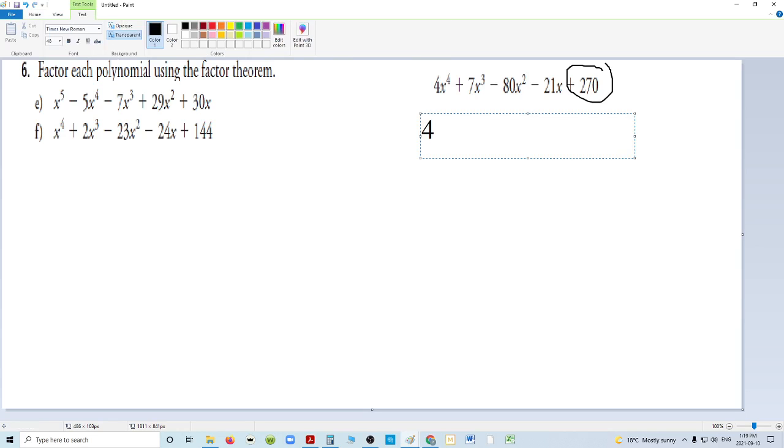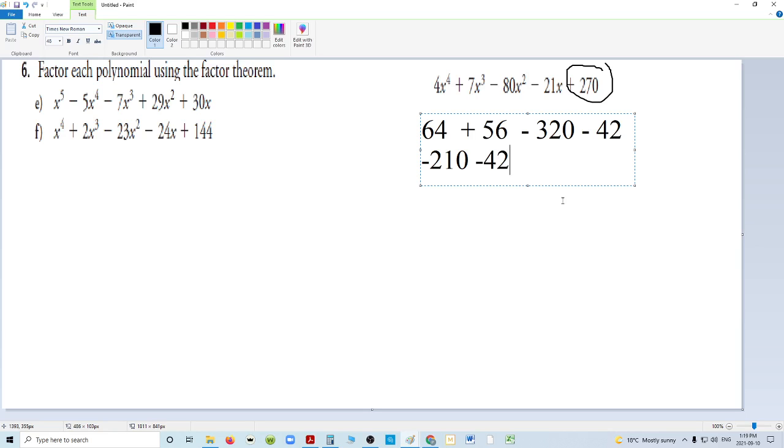So it's 4 times 16, which is 64. Then it's 7 times 8, which is 56. This is positive 2 I'm doing. Then it's minus 80 times 4, which is 320. And then it's minus 21 times 2, which is minus 42. And then I got to see if all that adds up to negative 270. Well, this first part's 110 minus 320. So that's minus 210. And minus 42 is the last part. Does not add to 270.